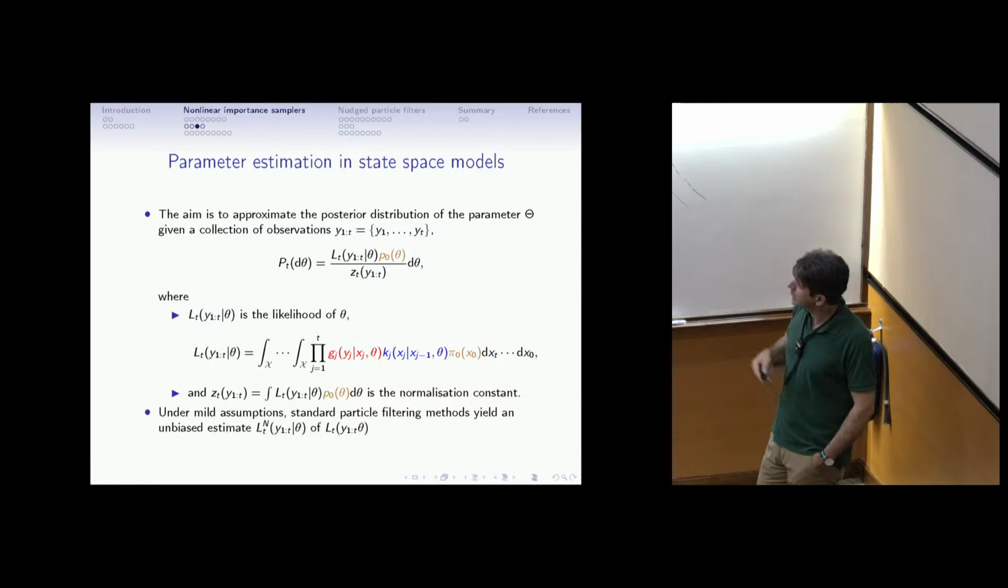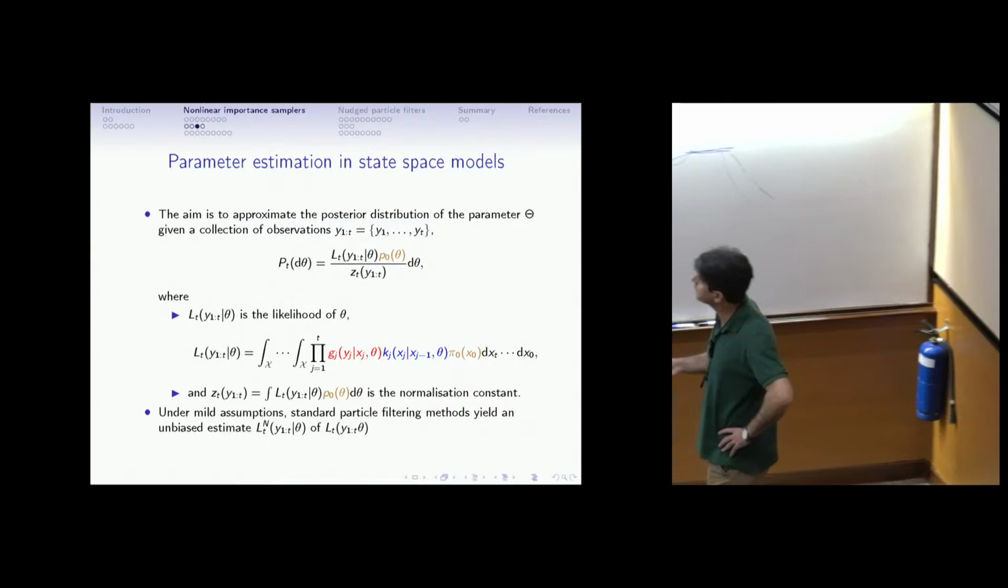And it has been said many times here that you can use standard particle filtering methods to obtain an unbiased estimate of this likelihood. Okay? So you can use your favorite particle filter, even a basic bootstrap filter, to obtain an estimate, L sub t sub n, and this estimate is going to be unbiased.